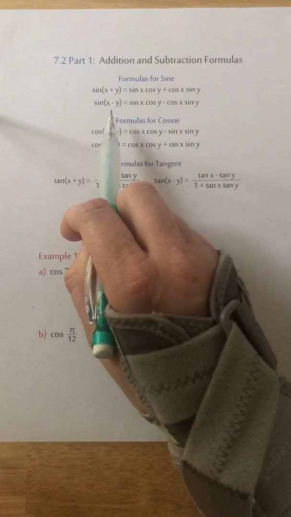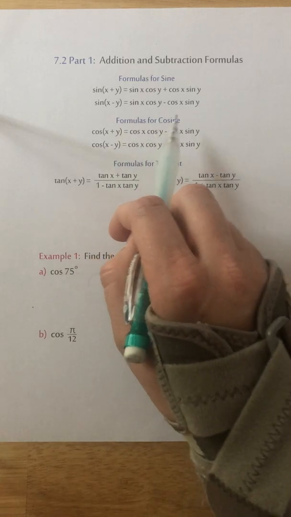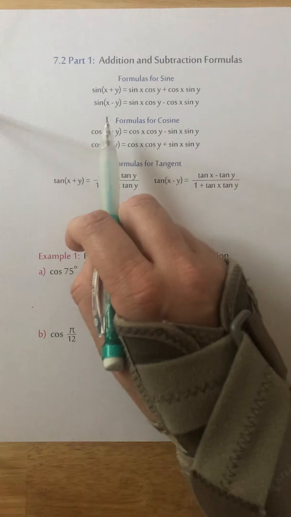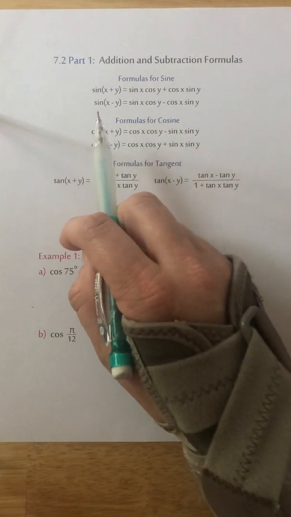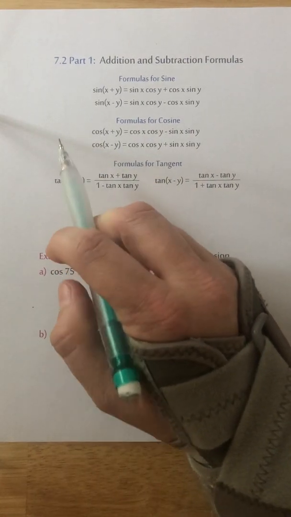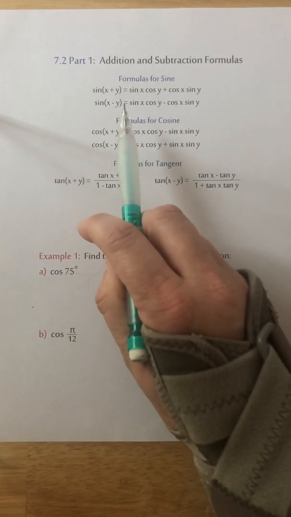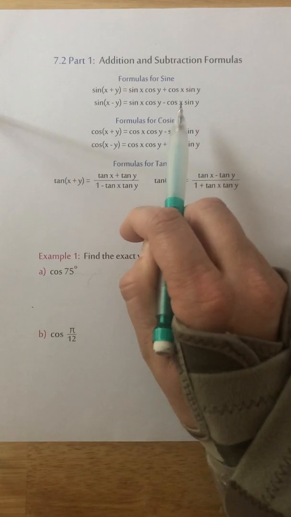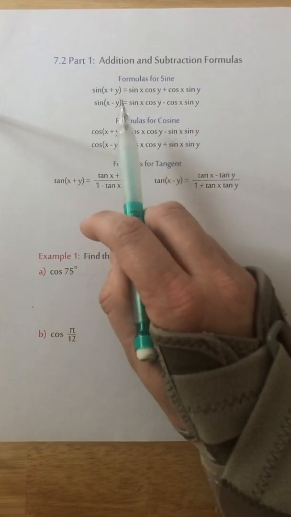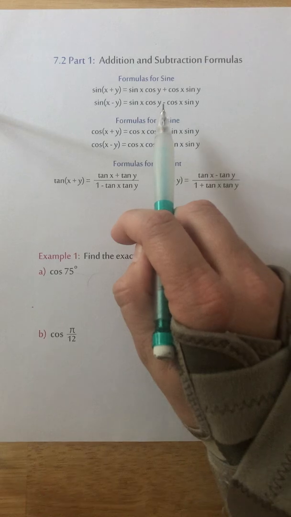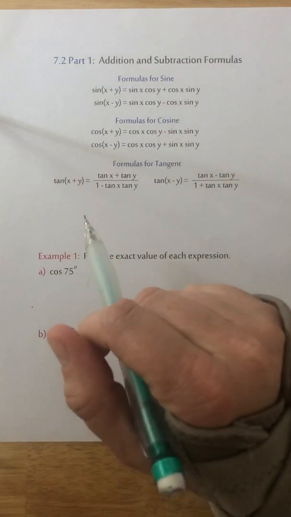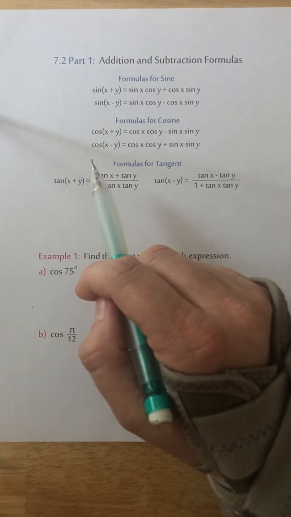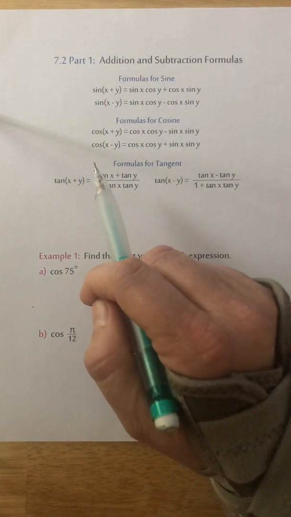The subtraction one is the exact same formula, except instead of addition in the middle, it is subtraction in the middle. So the way that I remember this one is I remember South Carolina is a cool state. I'll say that one again. South Carolina is a cool state. That's the mnemonic device I use to remember the addition and subtraction formulas for sine.